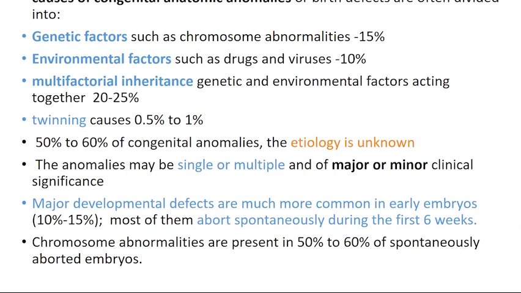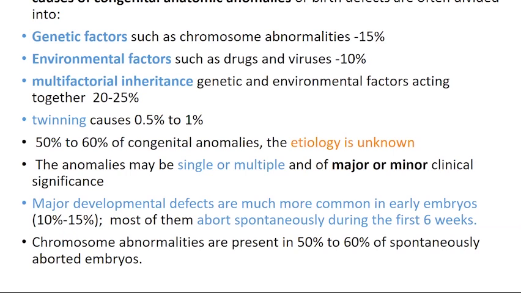And mostly the causes are not known. So it is said that for 50 to 60% of congenital anomalies, the cause is unknown. The anomalies may be single or multiple, or of major or minor clinical significance. That is, one system may be involved, or more than one system may be involved.